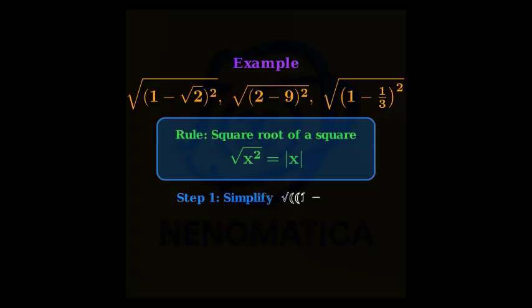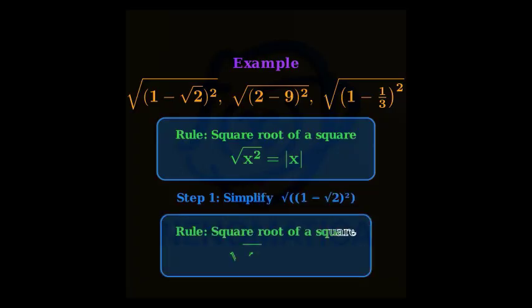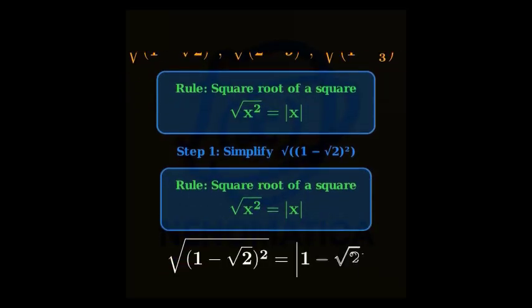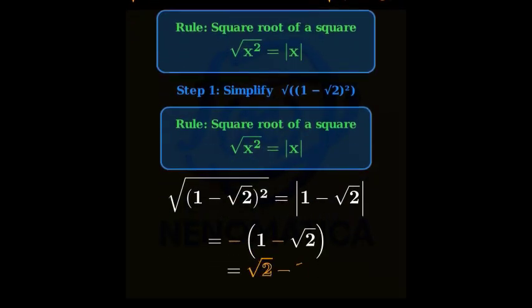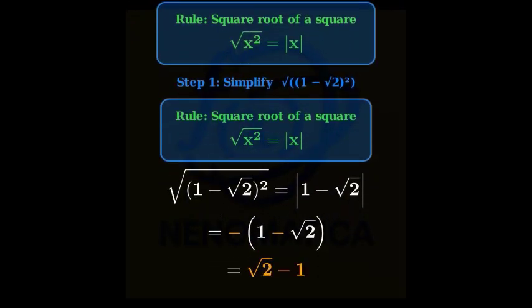Step 1. Simplify the square root of open parenthesis 1 minus root 2 close parenthesis squared. Apply the rule to convert the root of a square into an absolute value. Because 1 minus root 2 is negative, the absolute value introduces a negative sign in front of the parentheses. Then distribute the sign to get root 2 minus 1.